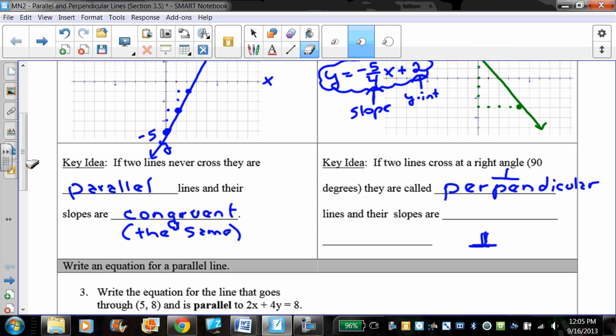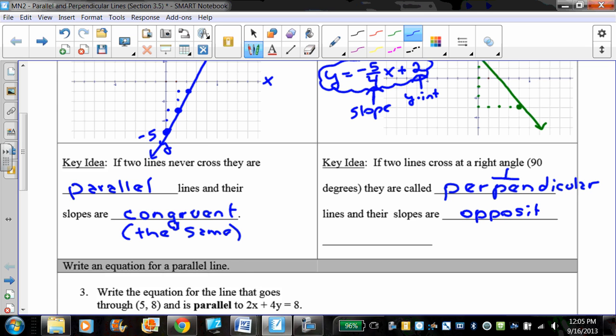And their slopes are, and this is a pattern that's really, really important, opposite signs, reciprocal. R-E-C-I-P-R-O-C-A-L. Opposite just means the opposite sign. Reciprocal, another way to think about it is the flip of the fraction. So the flip.